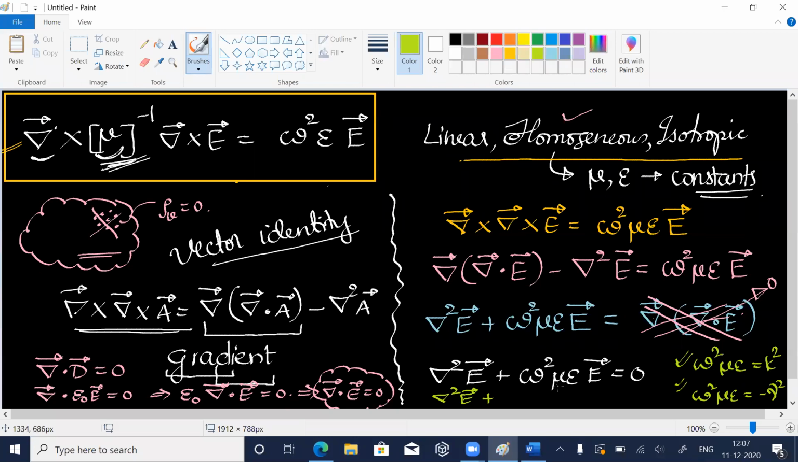I just take k square in the initial run. So I have omega square mu epsilon as k square and this E as E. So now we arrived at this beautiful form, del square E plus k square E equal to 0. And if you find the solution of this particular differential equation, what you get? You get two traveling waves. One is forward traveling wave and the other is backward traveling wave.